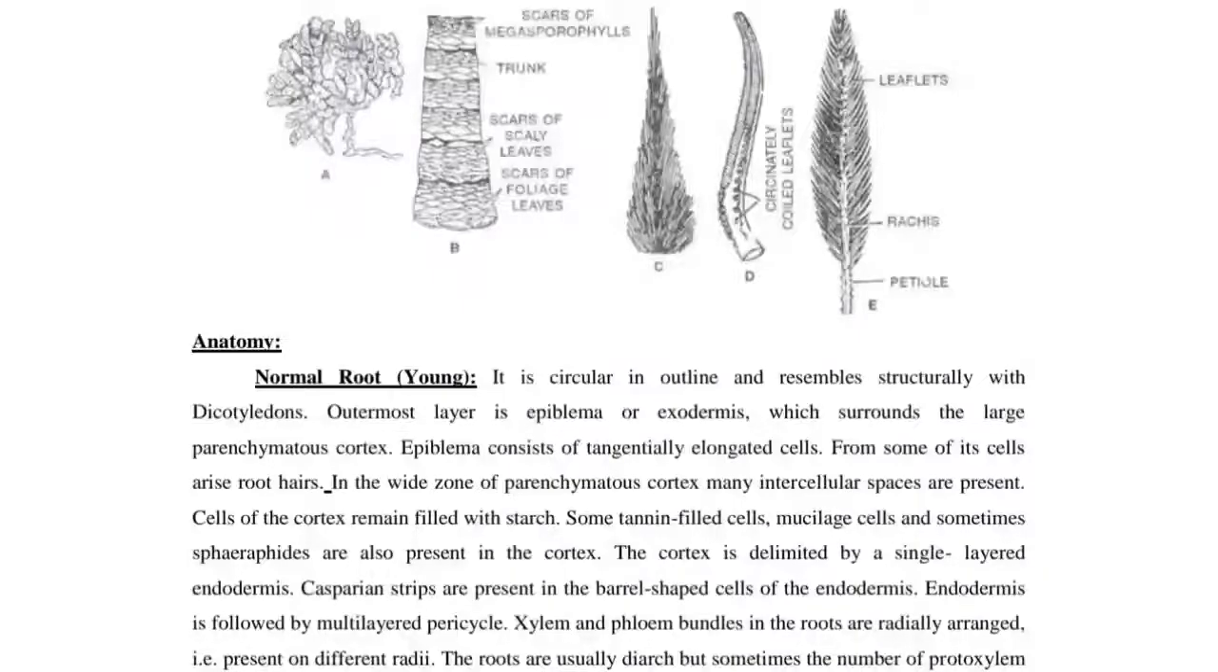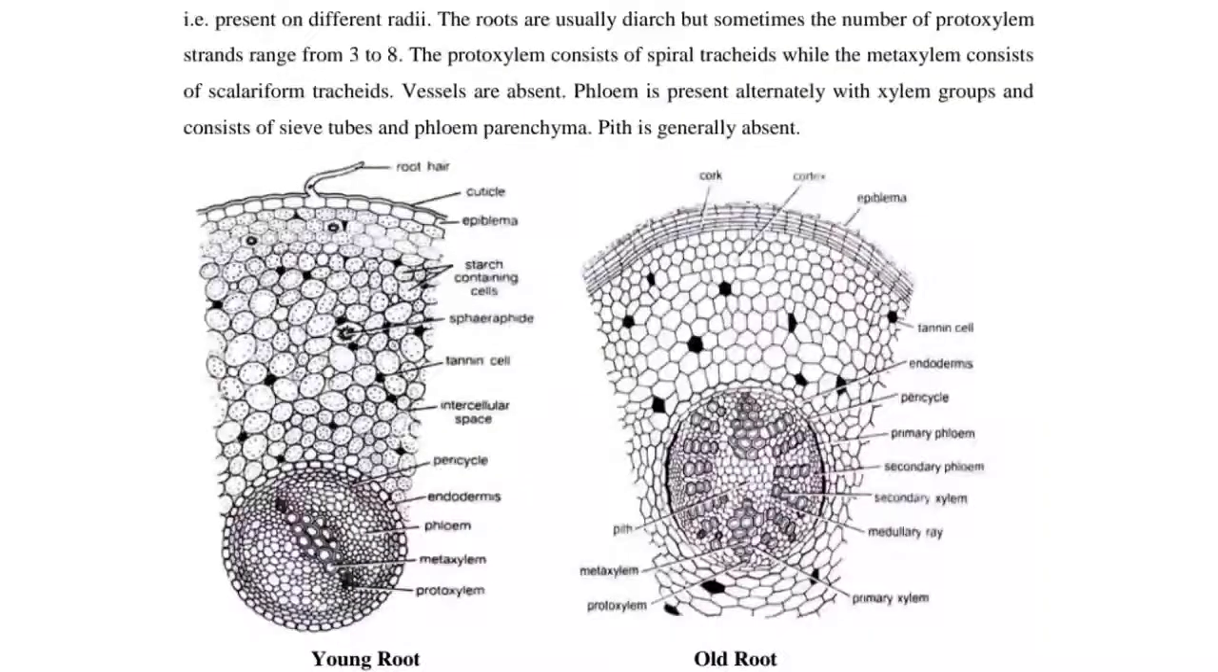Endodermis is followed by a multilayered pericycle. Xylem and phloem bundles in the roots are radially arranged, i.e. present on different radii. The roots are usually diarch, but sometimes the number of protoxylem strands ranges from 3 to 8. The protoxylem consists of spiral tracheids while the metaxylem consists of scalariform tracheids. Vessels are absent. Phloem is present alternately with xylem groups and consists of sieve tubes and phloem parenchyma.